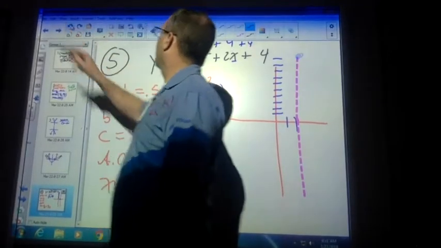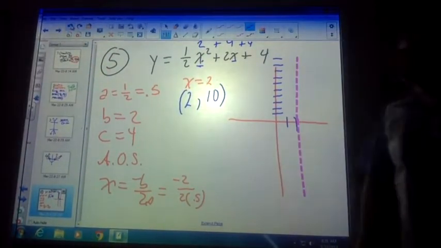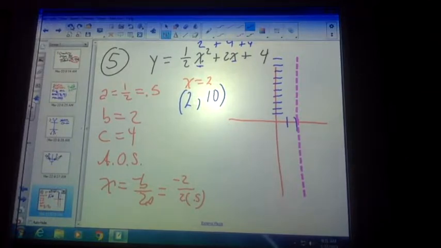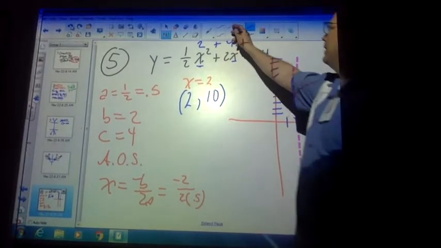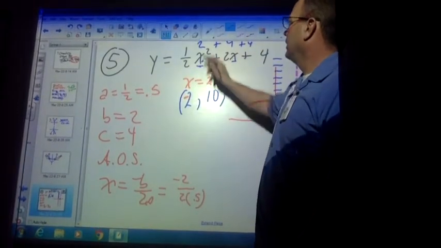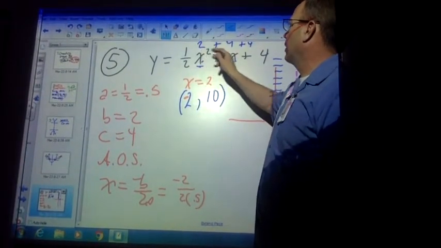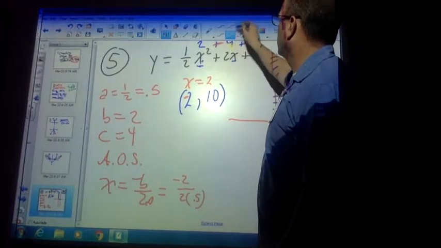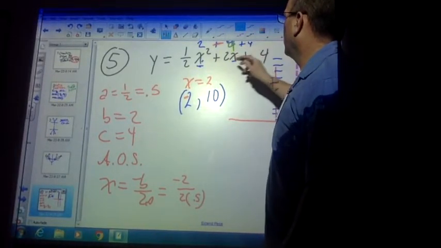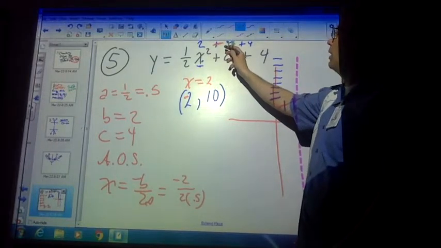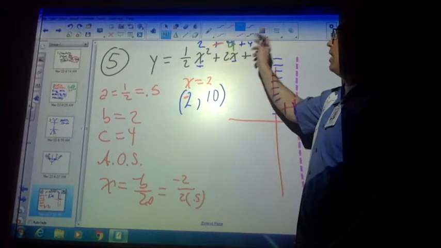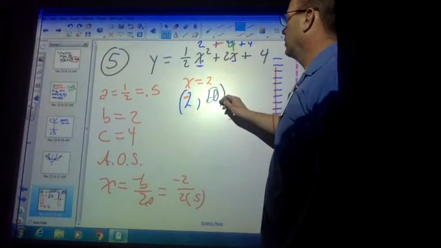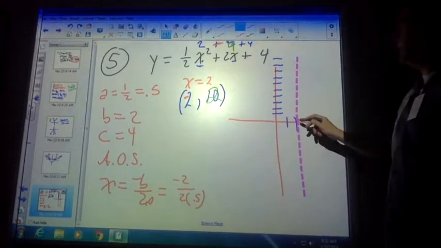Made an error. Anyone see it? Yeah, that should have been a negative right there. So negative 2 squared is 4. So that 2 works. That should be negative 8, or negative 4, excuse me. Negative 4. That'll work. So 2 minus 4 is negative 2. Negative 2 added to 4 is positive 2. So negative 2.